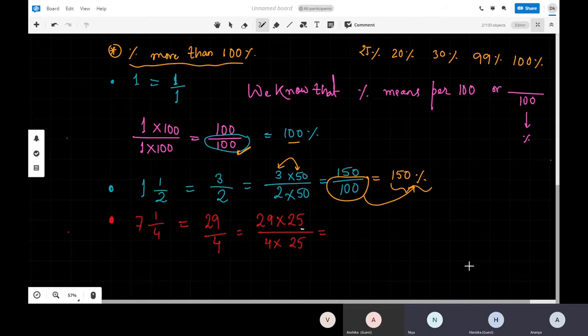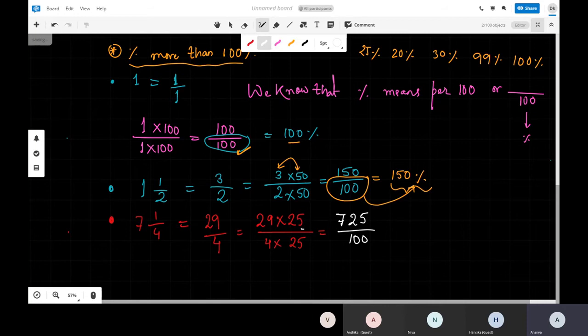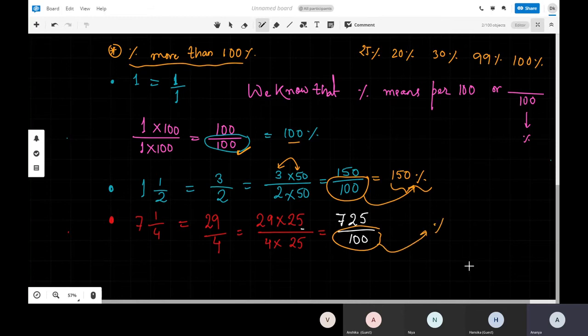Yep, same thing. Very good. 725 over 100. Now what do we see? We see that we have the per 100 form. This is the per 100 form. So we are changing this per 100 to the percentage symbol, and the percentage becomes 725 percent. Okay? Got it?